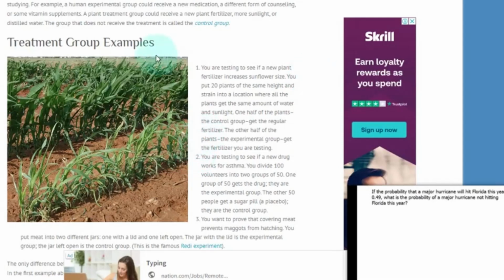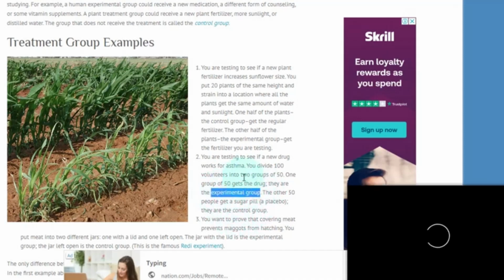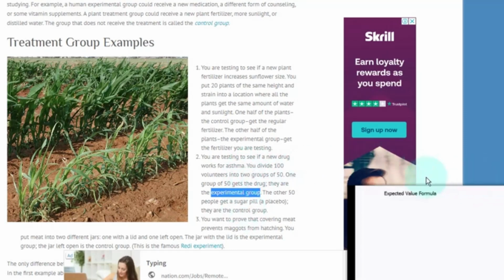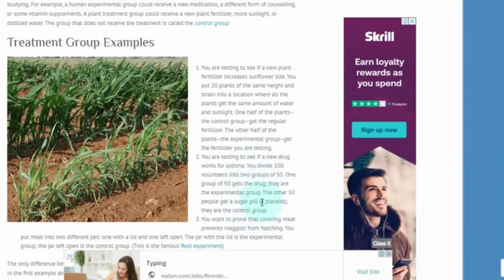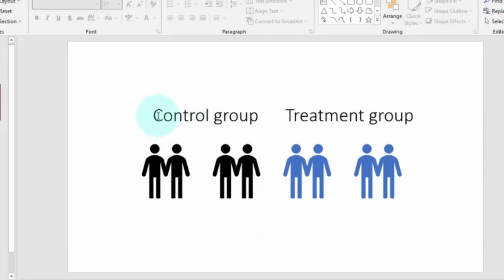There are many examples available on this beautifully explained website. I'll give you the example number 2. Now you want to test if a new drug works for asthma or not. So you divide 100 volunteers into 2 groups of 50. One group of 50 gets the drug. They are called the experimental group, or otherwise the treatment group. The next group is called the control group, which does not get the drug. They get the placebo.